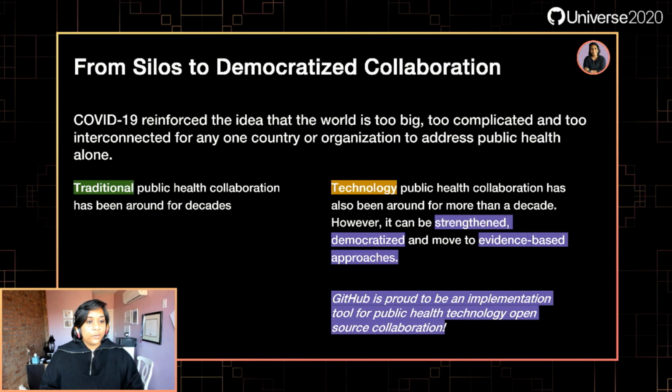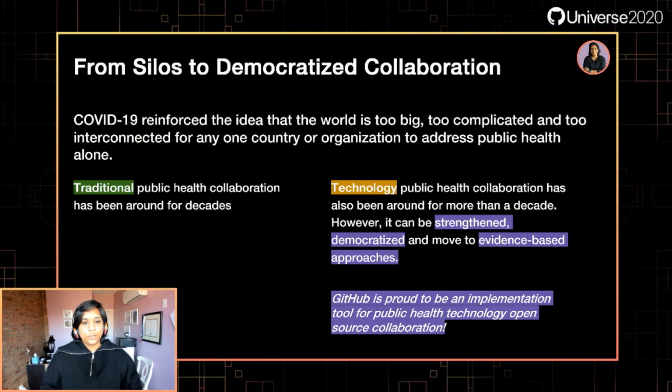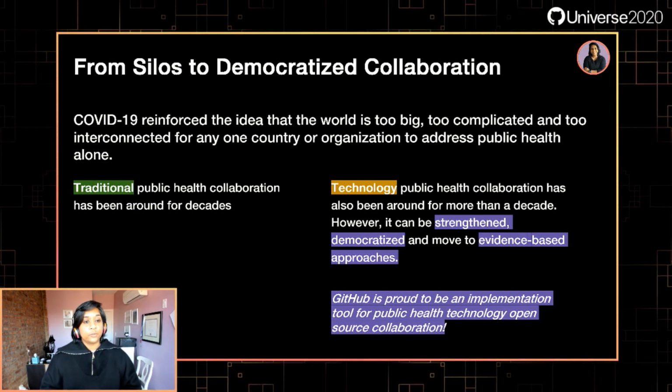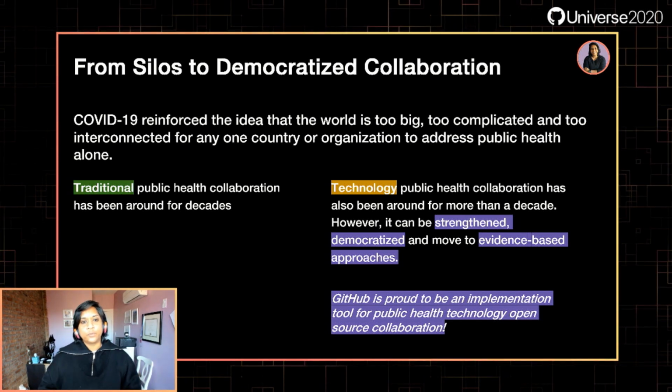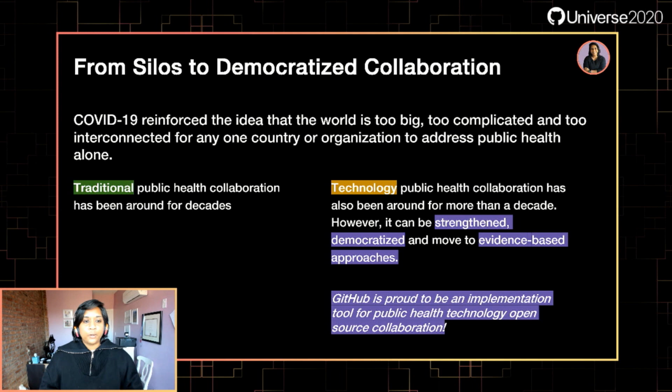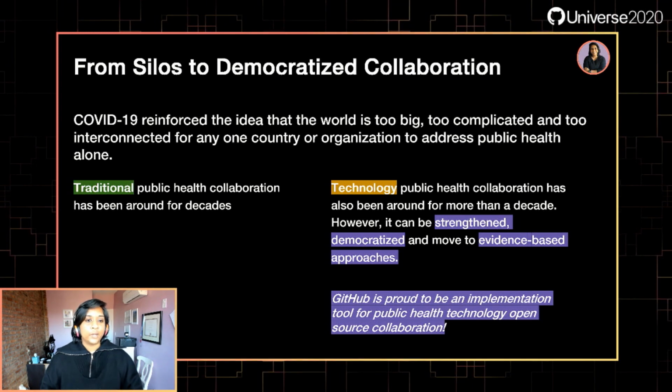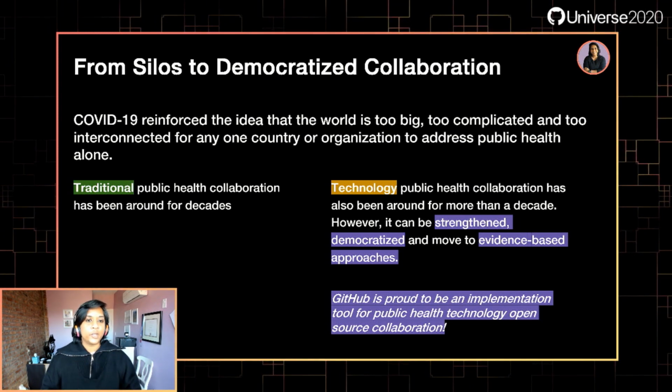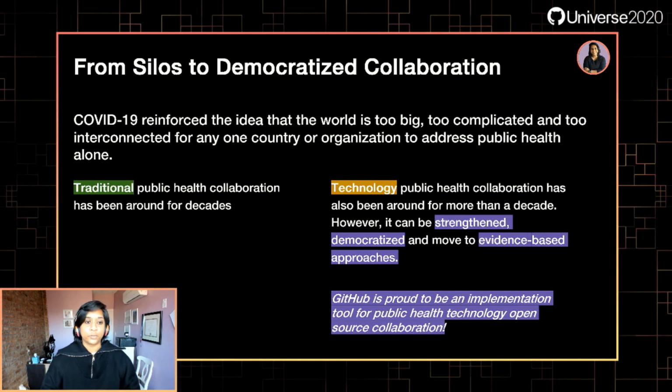But even though that's been around for more than a decade, we know that there's more that we can do to strengthen those solutions, to further democratize those solutions, and really to move to more evidence-based approaches. Now, we know open source is a really critical part of that journey, and to that aim, GitHub is really proud to be an implementation tool for public health technology open source collaboration.